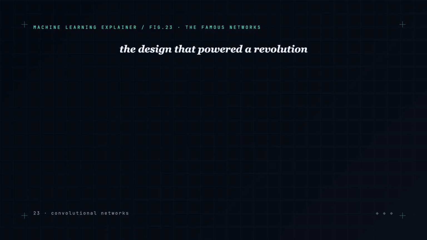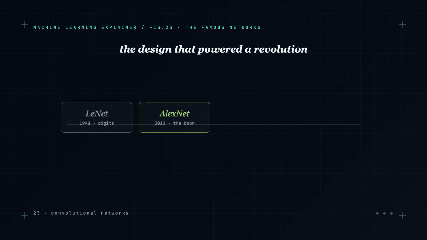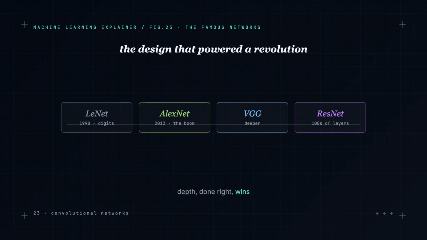This design powered a revolution. LeNet read handwritten digits in the 90s. AlexNet shocked the world in 2012, crushing an image contest and igniting the deep learning boom. VGG went deeper. ResNet, with its skip connections, went hundreds of layers deep. Each pushed accuracy further and proved that depth done right wins.